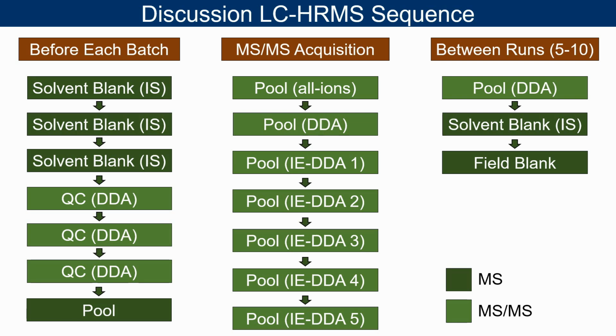Or you can do polarity switching, which switches between positive and negative mode. In that case, you probably only want to acquire full scan data, not do DDA for the samples when you're doing polarity switching to make sure, again, that you have 11 or more full scans across a peak.